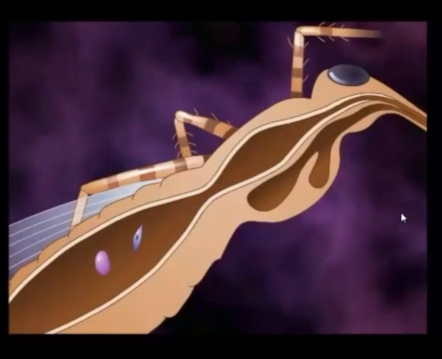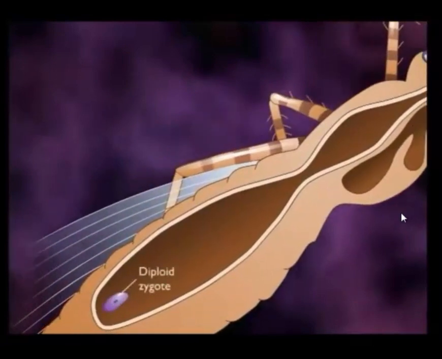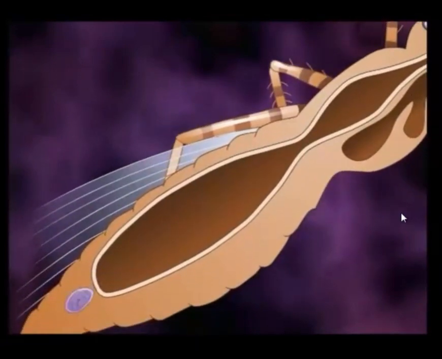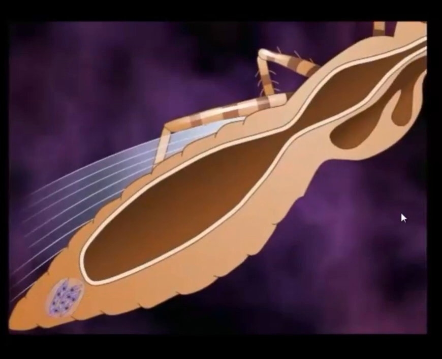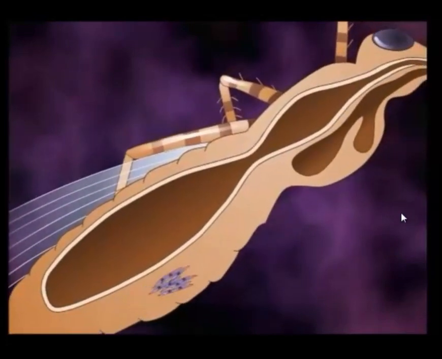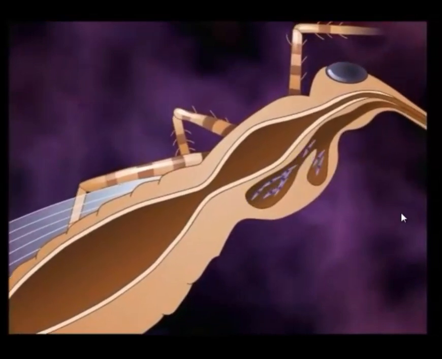The resultant diploid zygotes develop within the mosquito's intestinal walls and ultimately differentiate into oocysts. Within the oocysts, repeated mitotic divisions take place, producing large numbers of sporozoites. These sporozoites migrate to the salivary glands of the mosquito, and from there are injected by the mosquito into the bloodstream of a human, thus starting the life cycle of the parasite again.